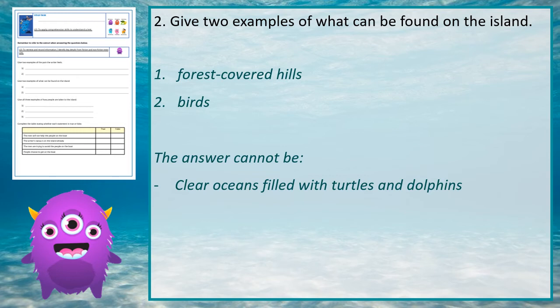So the preposition on really does dictate to you how specific this question is. So well done if you've got forest-covered hills, well done if you've got birds. If you've got clear oceans, unfortunately that's around the island, so it doesn't actually meet the question specifics.